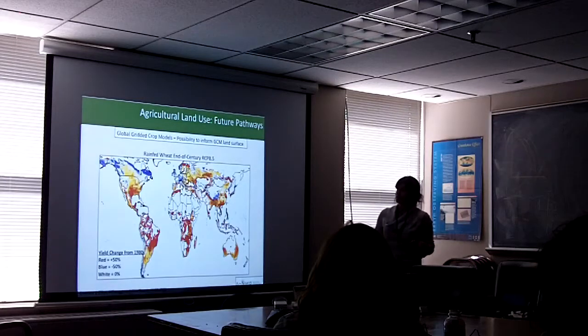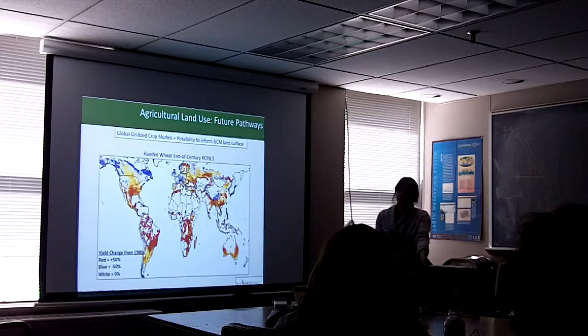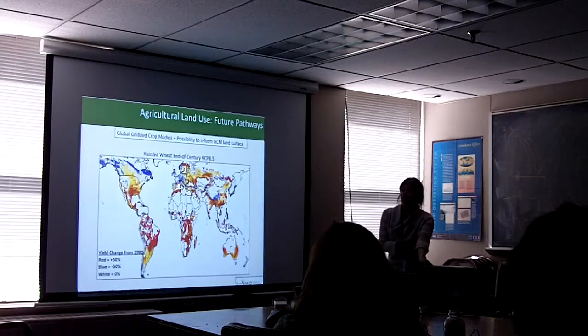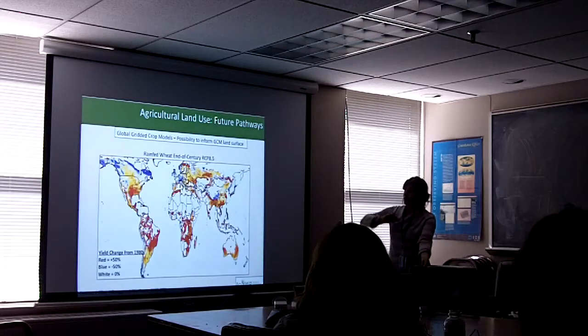So Alex is probably going to cringe. This is an older figure, but it just illustrates the point. The other thing going on within the impacts group and within AgMIP is a global gridded crop modeling initiative. Instead of running these crop models at a point, they've been expanded to the grid. What you're looking at here are results for rain-fed wheat, end of century RCP 8.5. Under these conditions, this is what your change in rain-fed wheat yield would be.